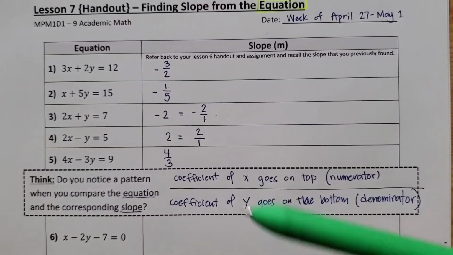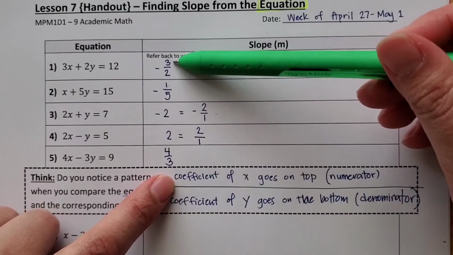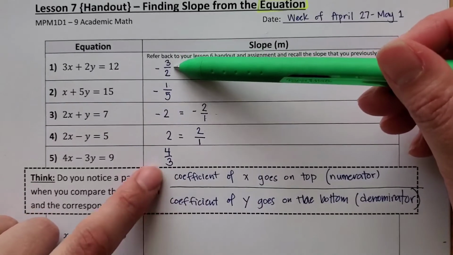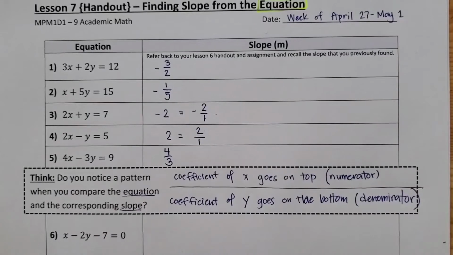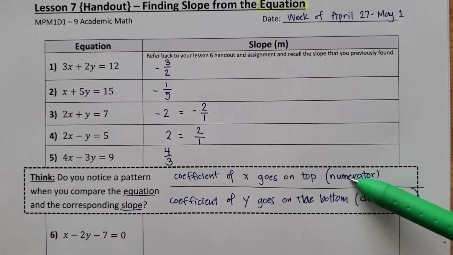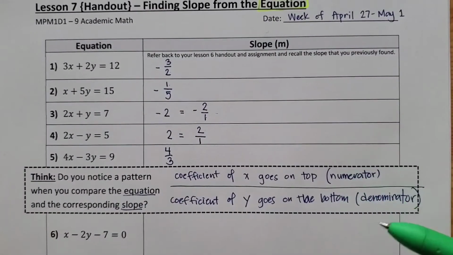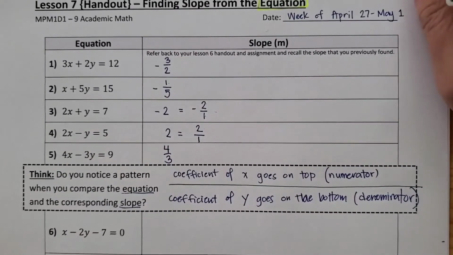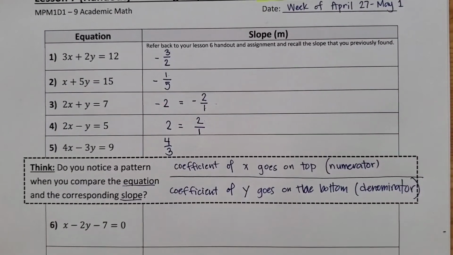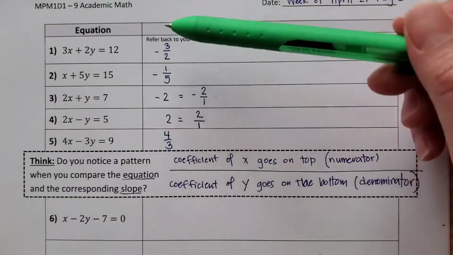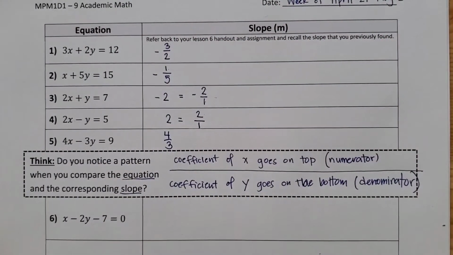I'm going to put this line here to signify, so coefficient of x on the top, and coefficient of y on the bottom. Okay, so I'm going to use the word top and numerator interchangeably and bottom and denominator interchangeably. It's just so you get used to the vocabulary of what we're doing. So you've seen this before, you've gotten the slopes before, okay?